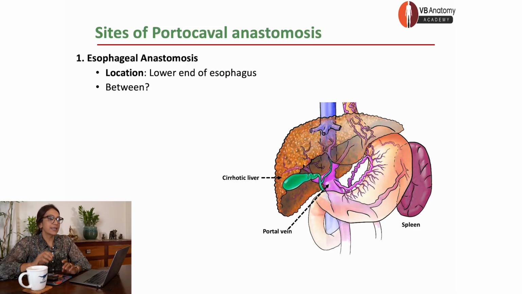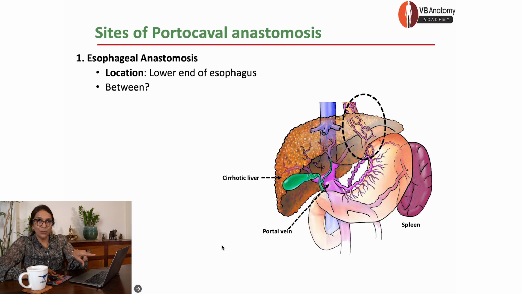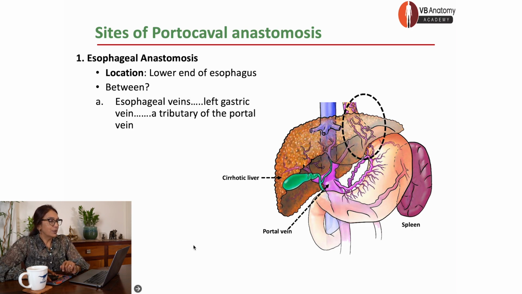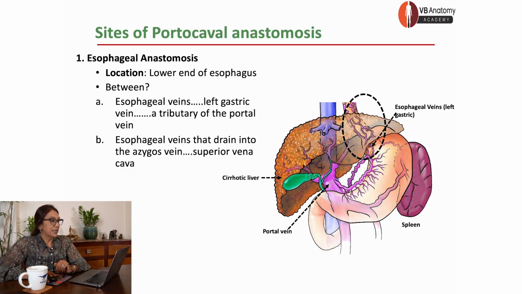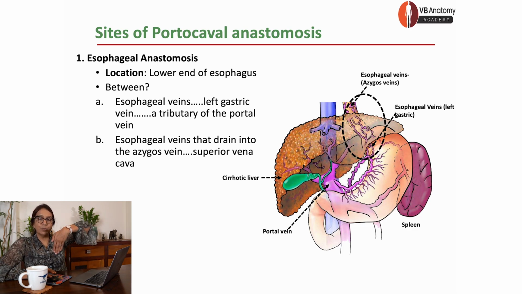So, esophageal anastomosis. It's the first site of portocaval anastomosis, which happens at the lower end of the esophagus. Come take a look at it here. This is an anastomosis between esophageal veins, which drain into the left gastric vein, which drains into the portal vein, and the esophageal veins here on the top, which drain into the azygous system. So, azygous system veins from the top, portal system veins from below. They are anastomosing at the lower end of the esophagus.